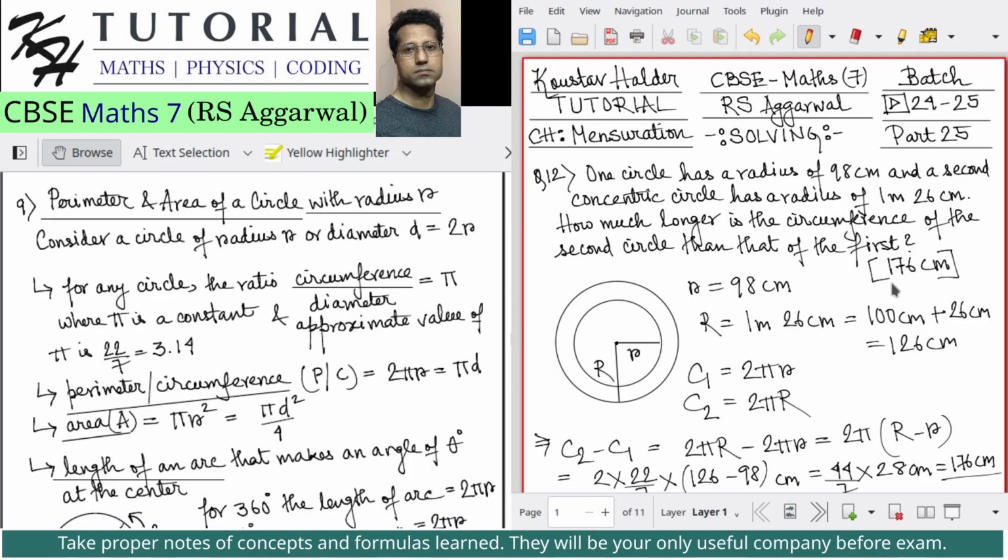Exercise 20F is based on the area of a circle, and most of the problems are on the area of a shaded region, which are based on circles. So exercise 20F has 16 problems. I will try to solve all of them in one video.